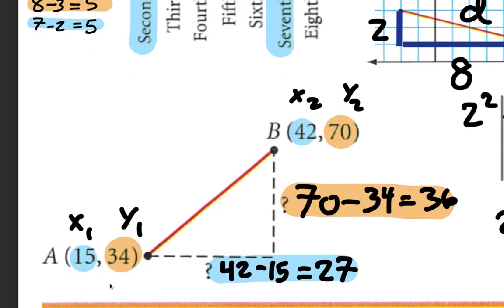Look at these huge numbers, 70. I'm not going to count 70 spaces or 34. What? That's ridiculous. Way better, way simpler to subtract. This is the y value here, y2, and this is y1 right here. And so the vertical distance is going to be the 2 of them subtracted. The horizontal distance is going to be these 2 subtracted. 70 minus 34 is 36. 42 minus 15 is 27.